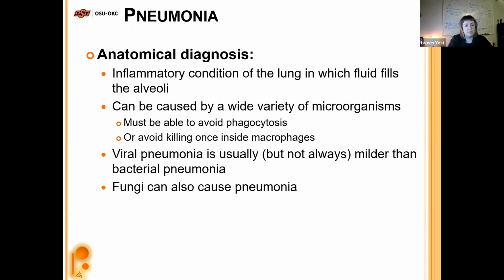Those organisms must be able to avoid phagocytosis or avoid being killed once they're taken up by the macrophages, which would be the phagocytes. Like tuberculosis, they could live inside of the alveoli because they were resistant to the lysozyme that would normally break them down. So you either need to be able to avoid being eaten up in general, or you will avoid being killed once you are inside of the white cells that are trying to fight you.